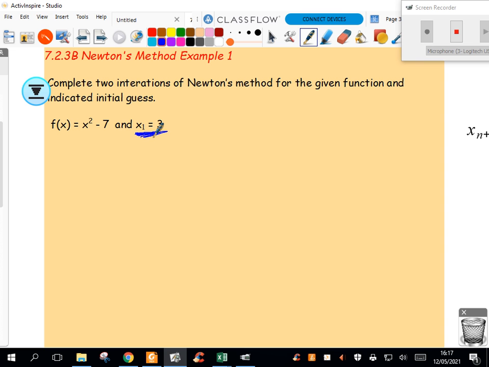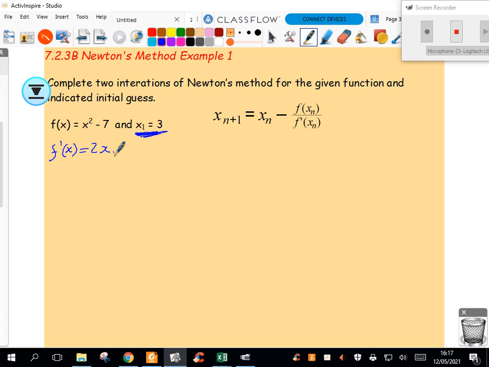Newton's method says, and again, let me just whip out the formula here, that x sub n plus 1 is equal to x sub n minus f of x sub n over f prime of x sub n. So to use Newton's method, one thing I have to know is the derivative of the function. So if I take the derivative of f of x, what we get is 2x. Okay?